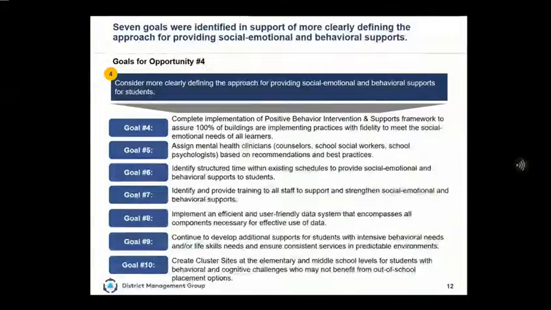And then finally looking at cluster sites, and we talked about this a little bit the other night, for students who may not fit well within some of our alternative programs but still need a higher level of intensity of services in a place that is conducive both space-wise and that we can put the right teachers with the right students.